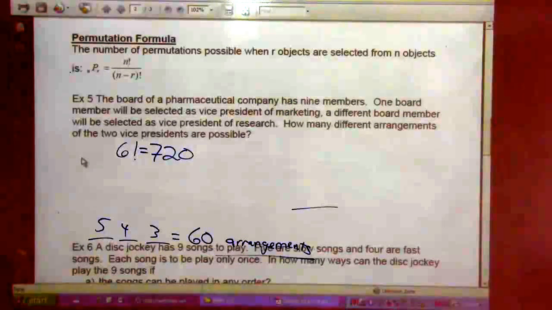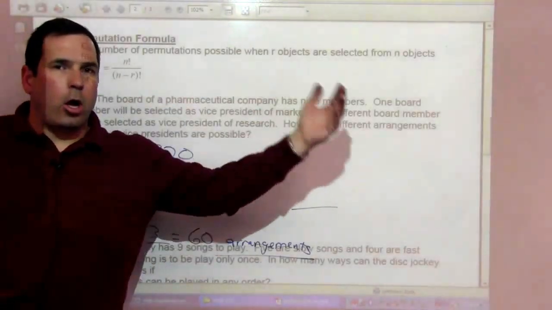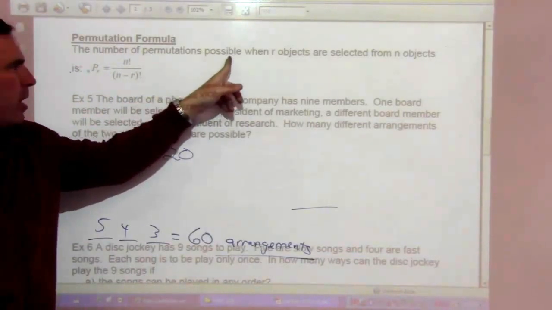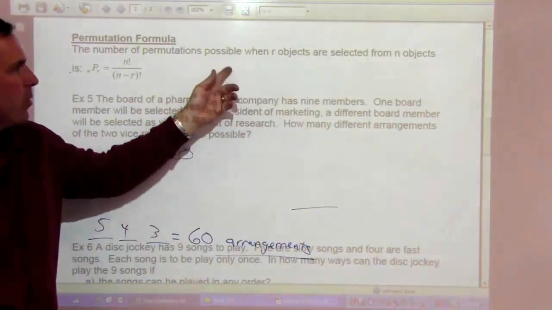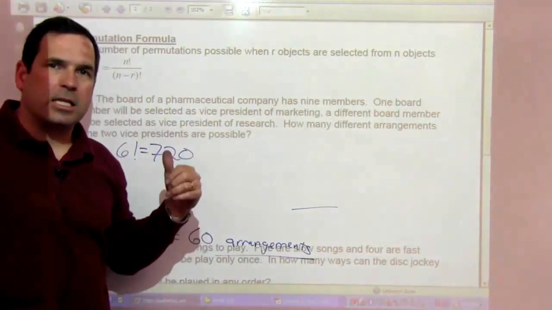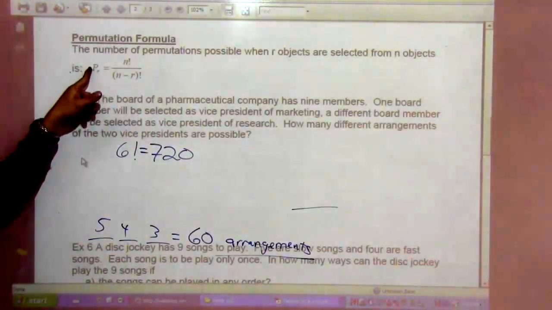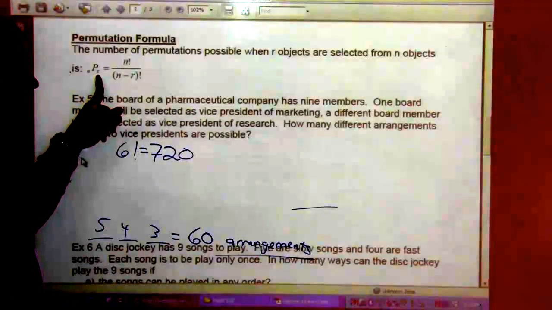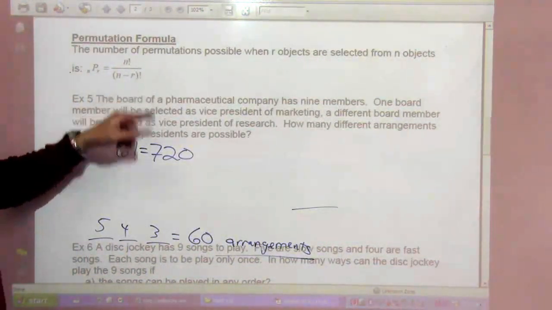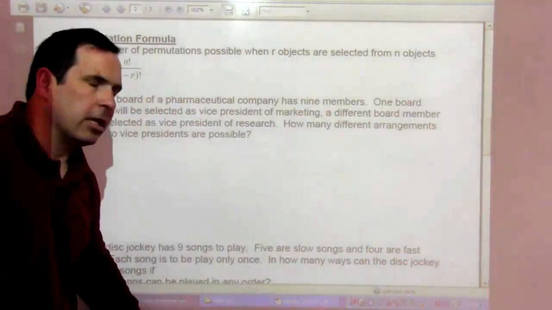So a permutation formula, this is a little different than what we just saw. What we saw earlier was if you had all n things, then it's n factorial. But the number of permutations possible, the number of arrangements possible when r objects are selected from n objects, where r is less than n, like in the last problem where we had 3 out of 5, that's going to be nPr, not National Public Radio, which is n factorial over n minus r factorial. Now most of your calculators have this button as well in the probability menu.